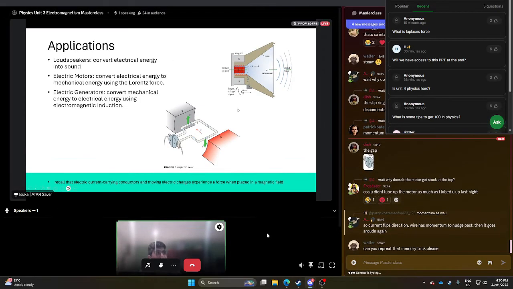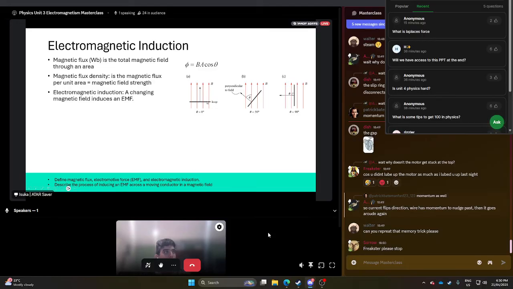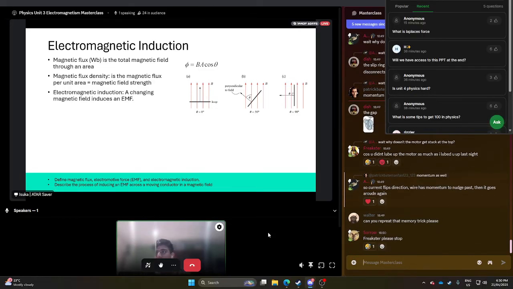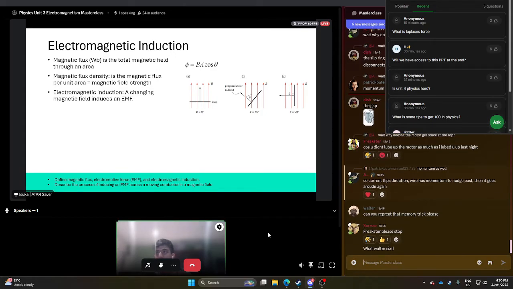Right, let's go to the next slide. Yes, okay. So electromagnetic induction. This is probably where it gets a little bit more difficult, but also it gets easier if you know what the basics are, right? So let's start with magnetic flux. What is magnetic flux?